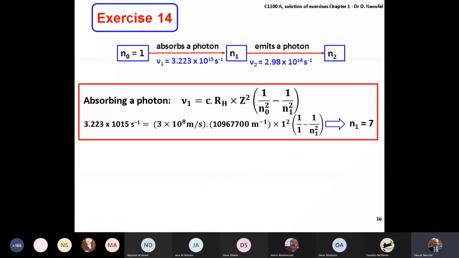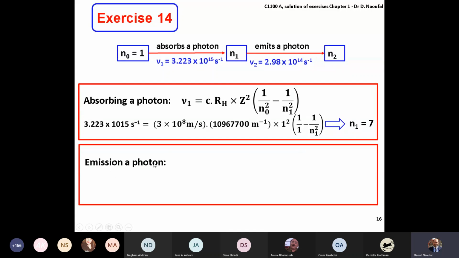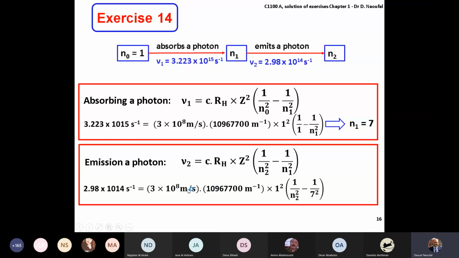Then I apply the same relation in the emission. Emission of the photon, mu2 equals CRH times 1 over... Pay attention that in the emission, N2 is less than N1, so N2 equals N initial. So 1 over N2 square minus 1 over N1 square. And pay attention for the units to use all terms in the same SI system, and we obtain N2 equal 3.